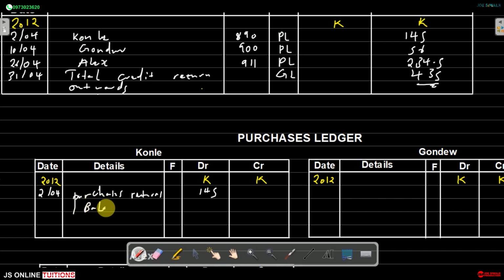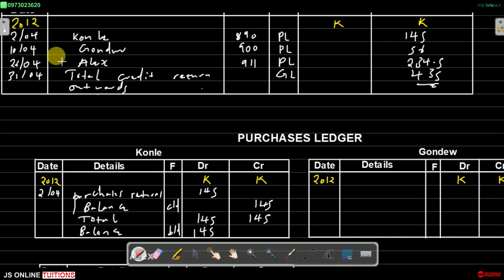So we can see our balance carried down, total, balance brought down. So we can say the total there is going to be shown as 145 on the debit side, 145 on the credit side. Then the balance carried down is going to be shown on the credit side as 145. The balance brought down is going to be shown on the debit side as 145. Let us look at the next transaction.